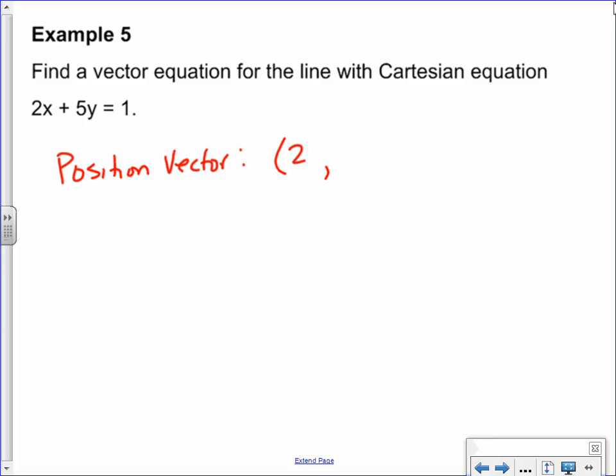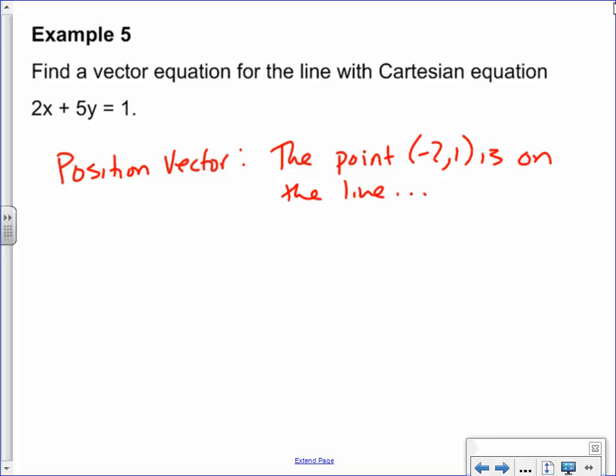So I mean, we can do that. Let's pick a bigger number so it's not a thing. How about this? Why don't we do like a multiple of 5? Oh wait, instead of 2, how would we do -2? So that way when we add to the other side, it'd be 5. Right. Okay. So the point -2, 1 is on the line. So the position vector would be -2, 1. True? Okay, so we have the position vector, we need the direction vector.